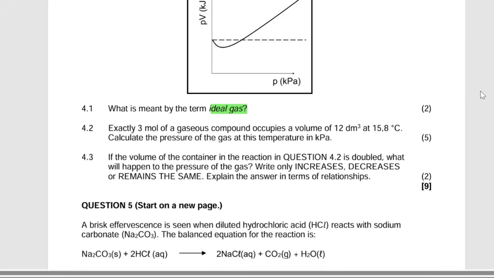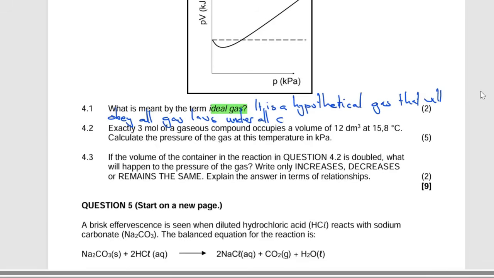So it is a hypothetical gas that will obey all gas laws under all conditions of temperature, allow me to use degrees Celsius, and pressure, like that. Okay, so that's how we define our ideal gas.